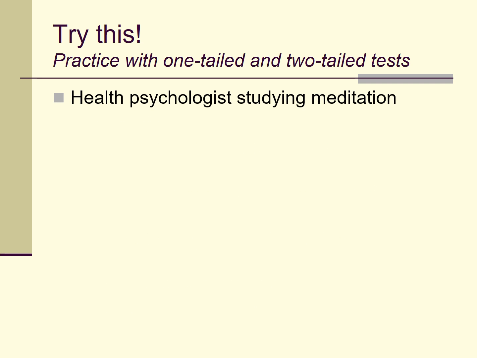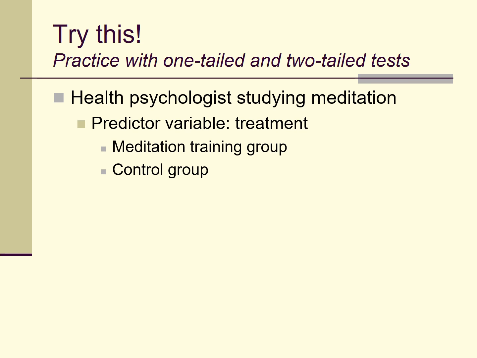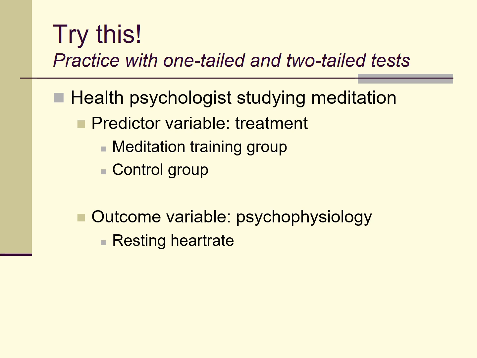Here's another example. Imagine you're a health psychologist and you're studying meditation, and you're doing basically the same type of study as you just saw. It's a simple independent groups experiment where you have a predictor variable called treatment, with 2 levels. There's a meditation group, people who are given some amount of training in transcendental meditation or mindfulness meditation, with the idea of helping them relax and focus their mind. And then there's a control group, and they don't get any sort of training in meditation or maybe in anything else.